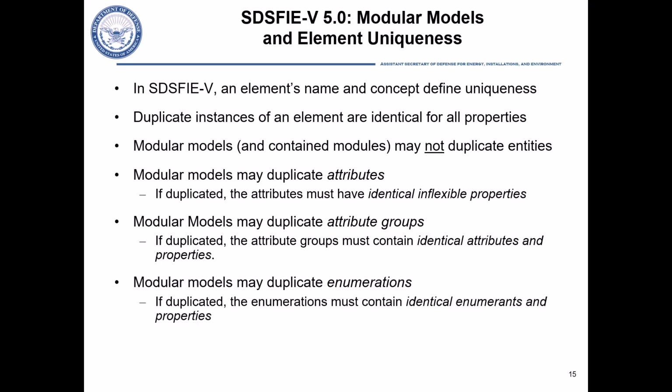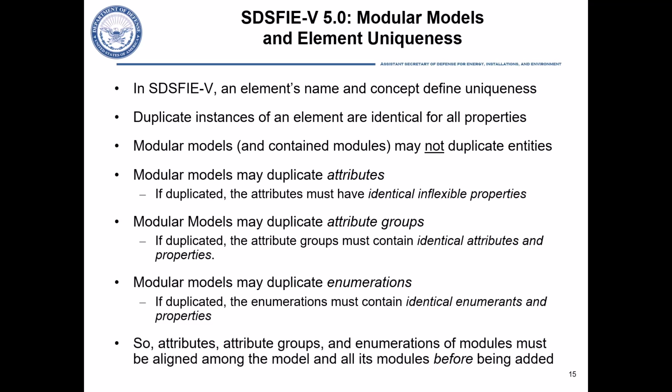properties. Modular models may duplicate enumerations among it and its modules, but if duplicated, they must contain identical enumerants and properties. So, attributes, attribute groups, and enumerations of modules must be aligned among the model and all of its modules before being added.